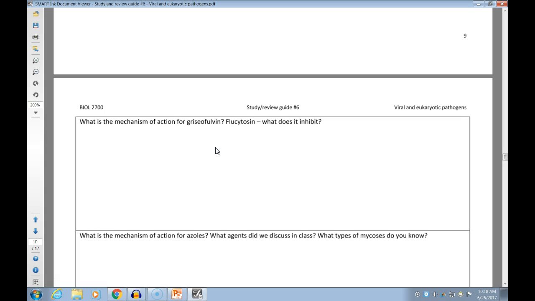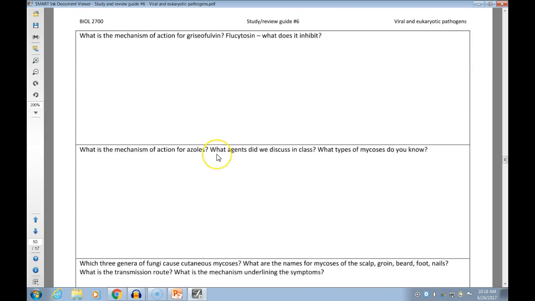They inhibit ergosterol synthesis. Mycosis can be cutaneous and systemic. Cutaneous are in the skin.